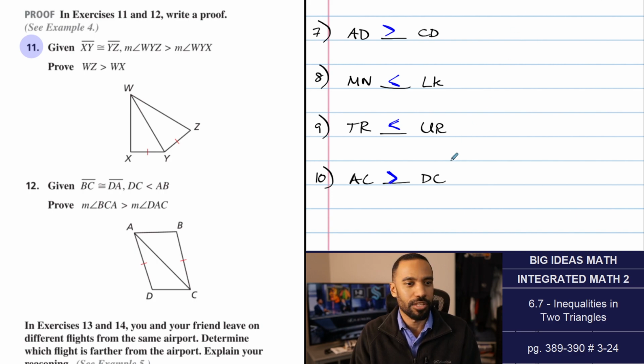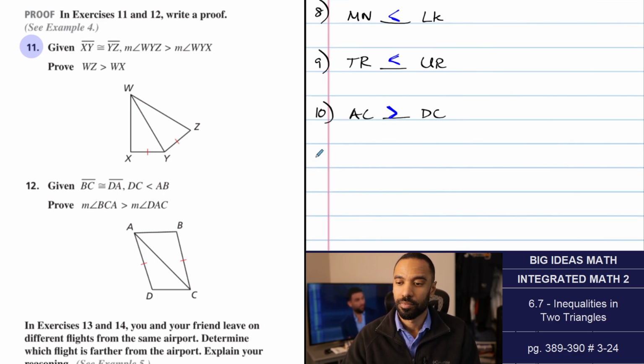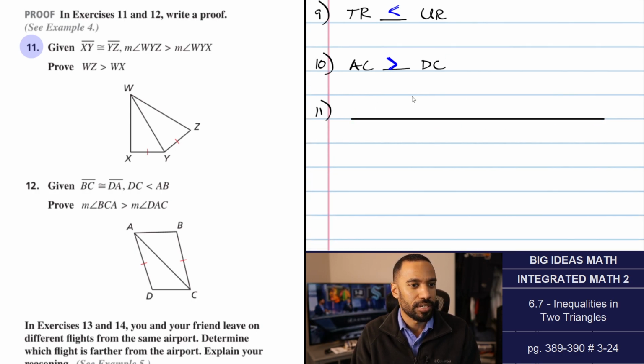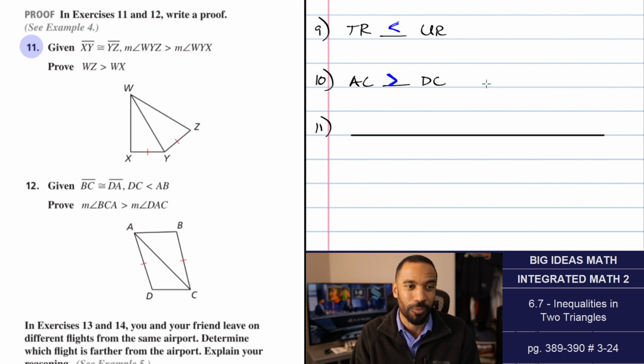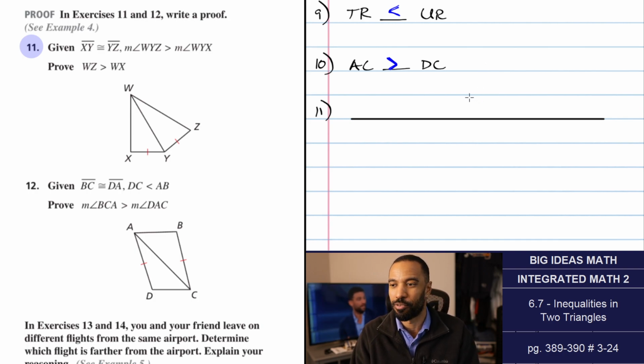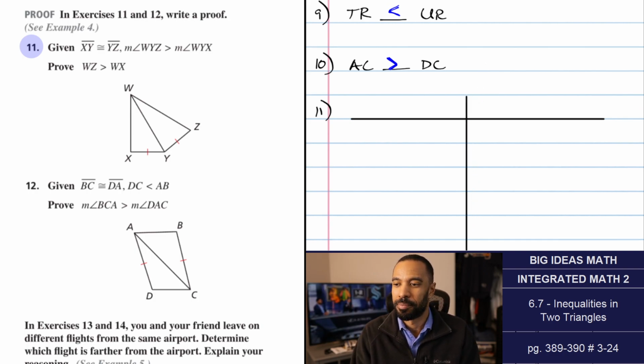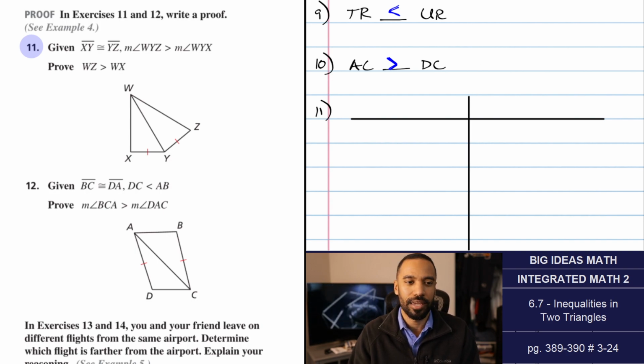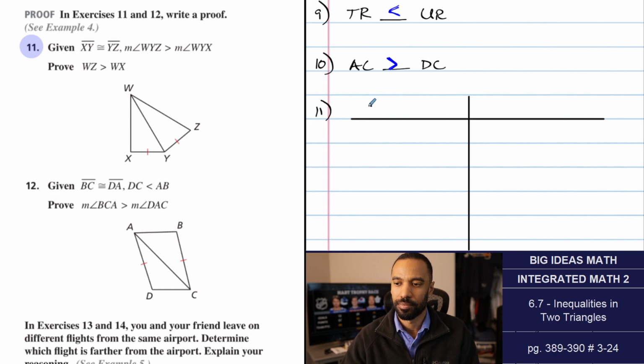Now, number 11 and 12, we do have proofs. Let's see what we can do with these. I will leave the given and proof stuff the way that it is, and I'll mark it up on that diagram. I hope you don't mind that. Let's see what they want. And I don't know if I get to do indirect proofs or what. It says see example 4. I don't know which one that was. We'll try something out and just see how it works. Given XY is congruent to YZ. Hold on.